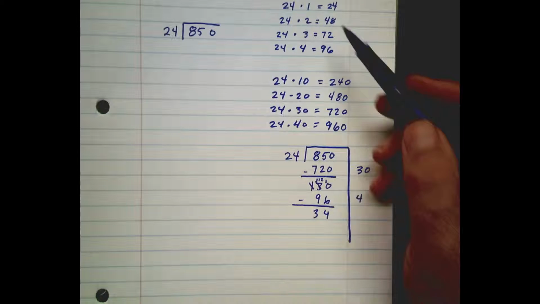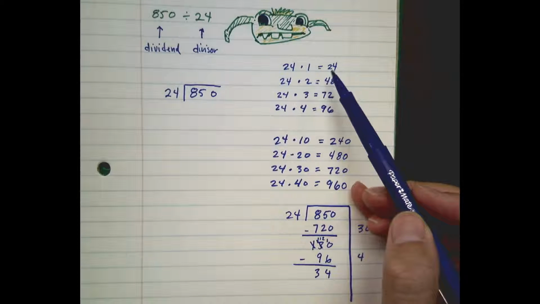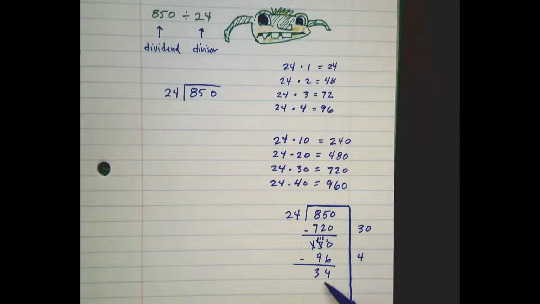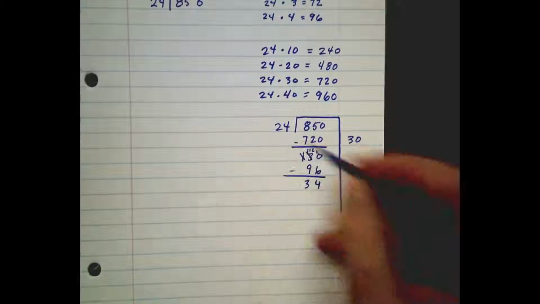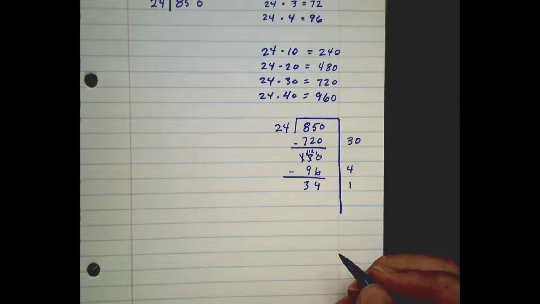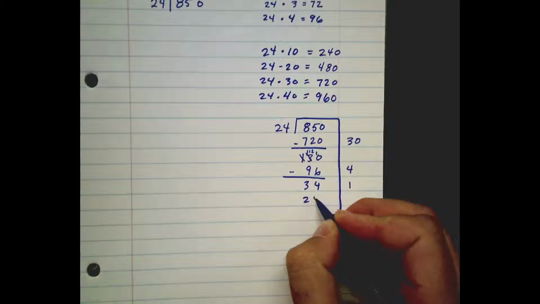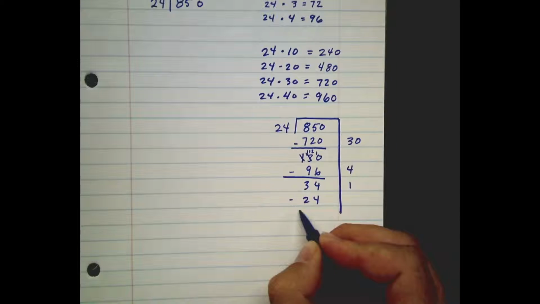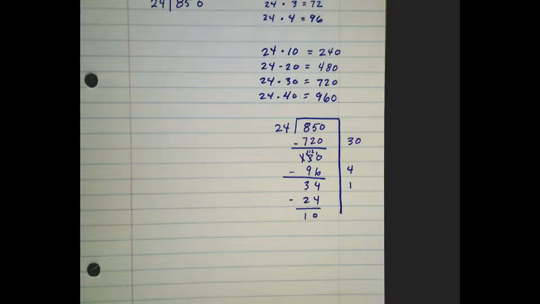So I know that, well, look up here. 24 times 1 is, well, 24, and that's pretty close to 34. See, and so I'm going to write my 24 times 1 right there. And 24 times 1 is going to be 24. And then I'm going to subtract, and I know that this is going to be 10. So the nice part about this is I now have everything that I need to solve my problem.